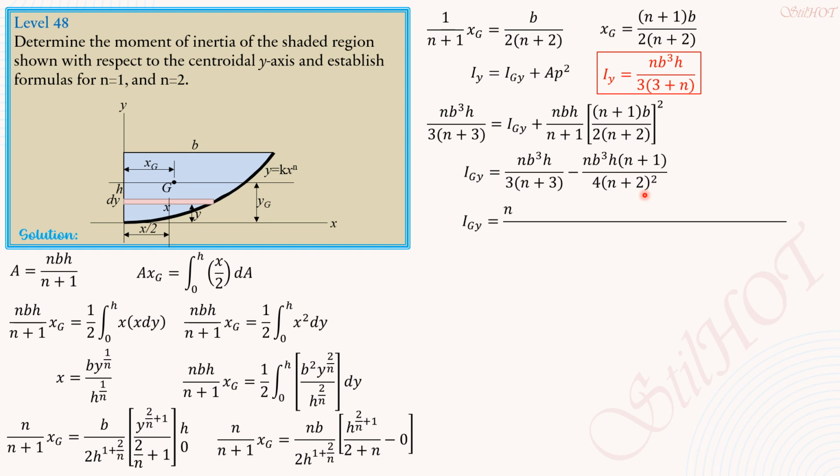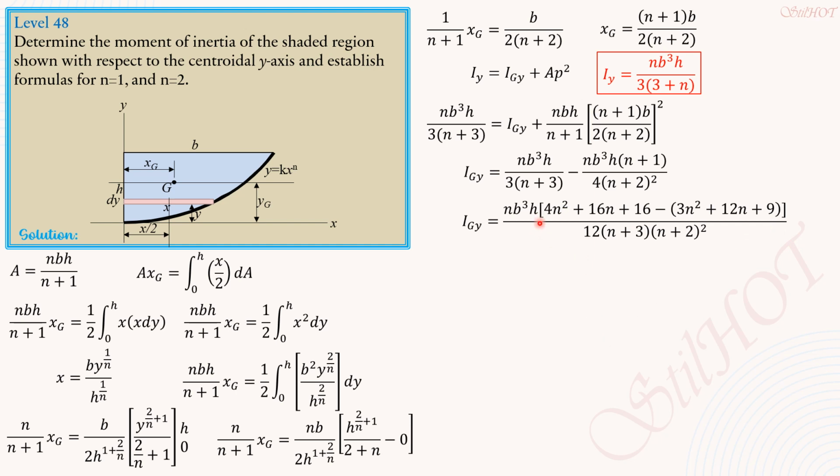So Igy equals n b cube h times quantity 4n square plus 16n plus 16 minus quantity 3n square plus 12n plus 9. Of course, 4 times the expansion of this, n square plus 4n plus 4: n square times 4 is 4n square, 4n times 4 is 16n, then 2 square, which is 4, times 4 is 16. Likewise, we have minus 3 times n plus 3, n plus 1, which is 3 times n square, so minus quantity 3n square, n plus 3n is 4n times 3, so 12n. Then 3 times 3 is 9.